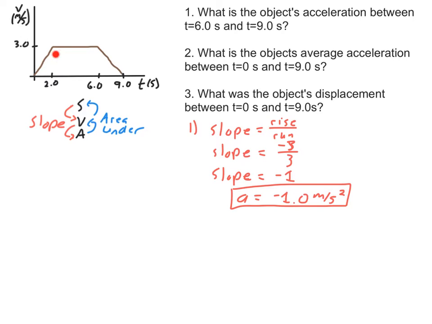And I could do this for every line segment in my graph if we so chose. Right here, my rise would be 0. My run would be from 2 to 6, 4. 0 divided by 4 is 0. I'm not accelerating here, which makes sense because we know that piece of a line to be constant velocity, or with 0 acceleration.